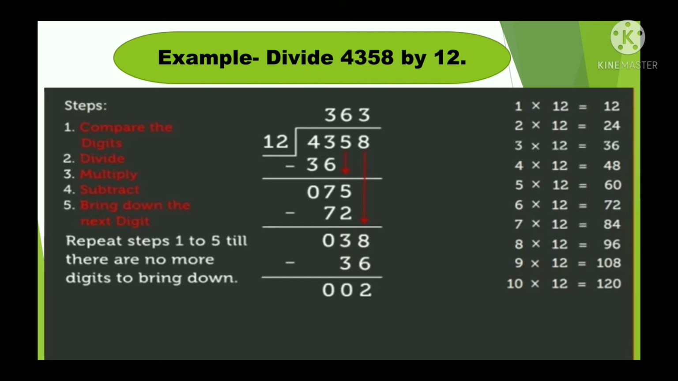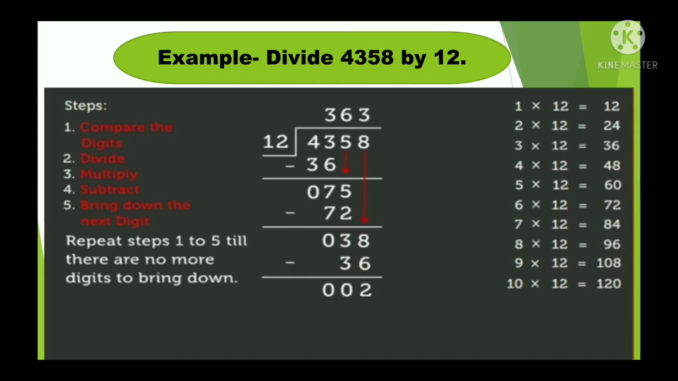So in 12 table we have to find out the equal number or closest number from the table, which is 36, and how many times we'll get that number. So 12 3s are 36. So we'll write 3 as the quotient and 36 below 43. And then next step is to subtract. So for that we have to do the subtraction, and after subtracting we'll get 7. And the next step is to bring down next digit which is 5.